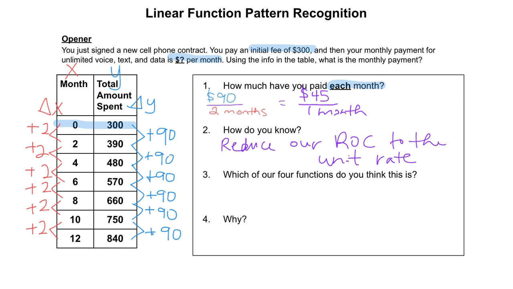Next it says, which of our 4 functions do you think this is, and why? Well, if I'm looking at my table right here, what is this telling us? Hopefully that's telling us that we have a constant rate of change. And if we have a constant rate of change, we know this is a linear function.